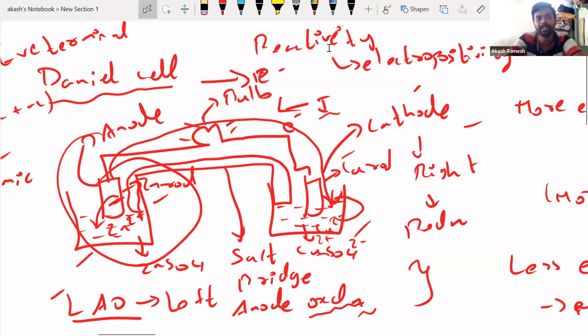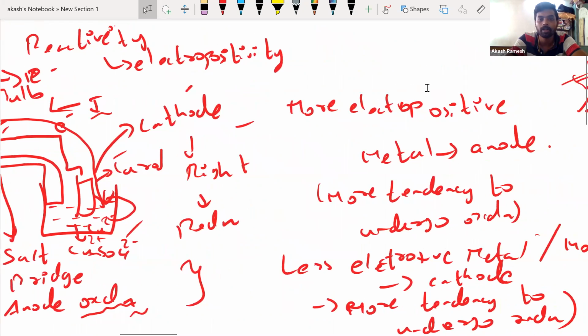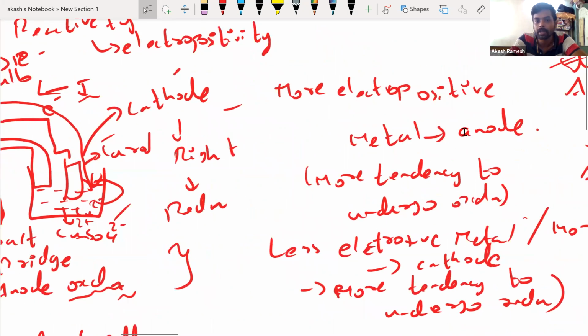When we generally speak about metals' reactivity, we speak about electropositivity. More electropositive element should be in the anode. Why? Because when I say it is more electropositive, that means it can easily form the positive ion. Say sodium will form sodium plus very easily. Zinc will form zinc 2 plus very easily. So whenever I say electropositive, that means that particular metal has more tendency to undergo oxidation.